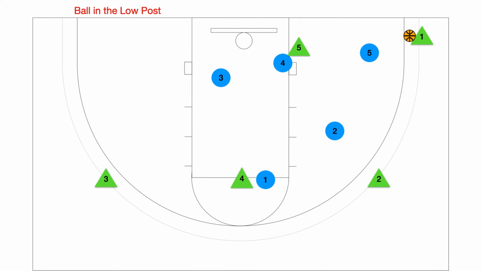When the ball is in the low post, the weak side post player's job is to defend the basketball. The weak side wing drops down and covers the key, being ready for the skip pass. The ball side wing denies the pass back out, and the top defender is denying the pass to the high post.